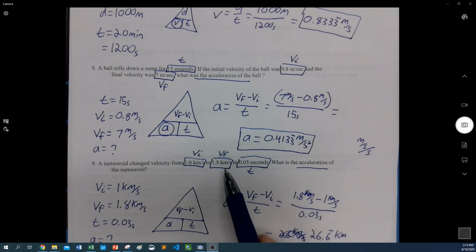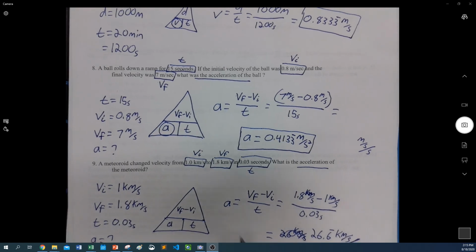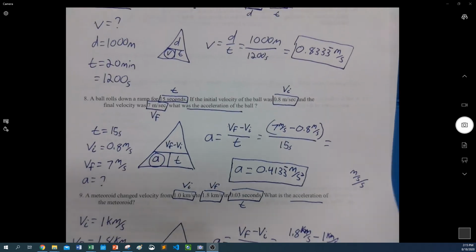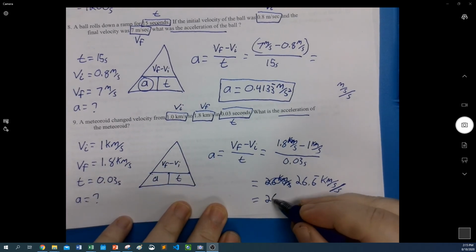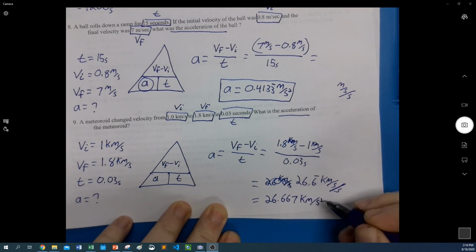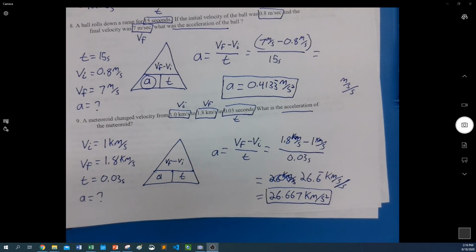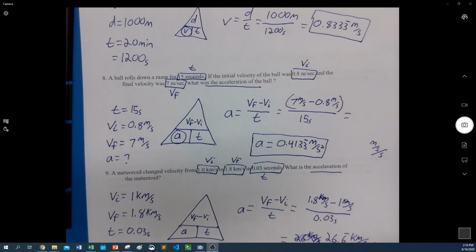So to figure out units, you can either do kilometers per second. I don't prefer this way. It's valid, so it's kilometers per second. The better way I would write it is 26.667 kilometers per second squared. Everyone good?